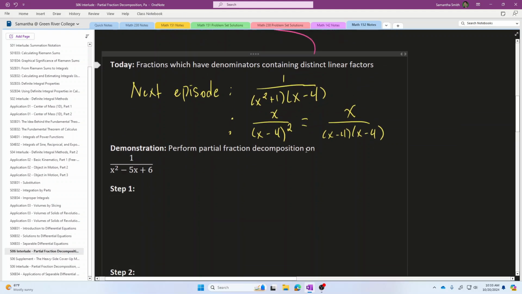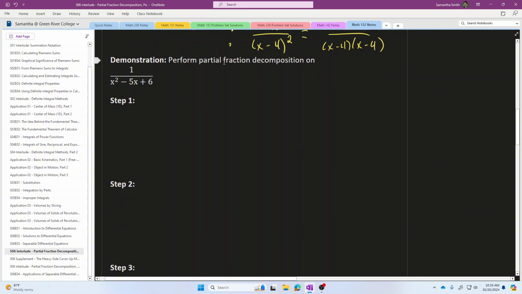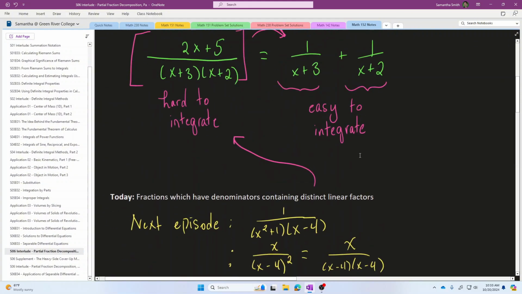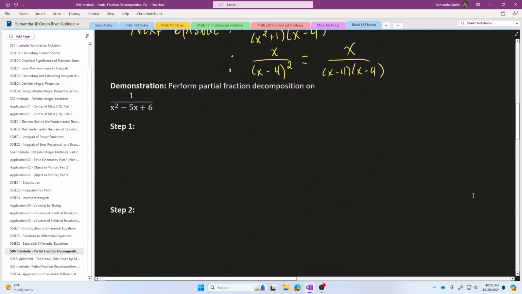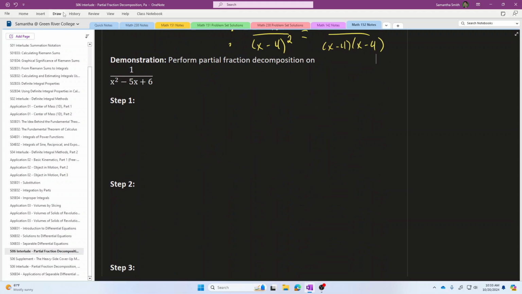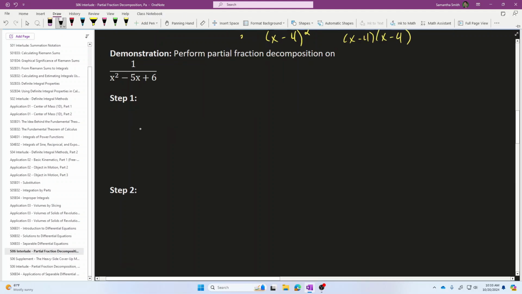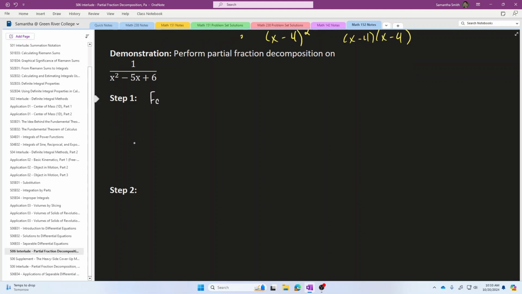So to demonstrate the process of partial fraction decomposition on a fraction like this one, where the denominator contains distinct linear factors, let me walk you through the steps using a running example. I will decompose the fraction 1 over x squared minus 5x plus 6. The first step in a partial fraction decomposition is always to factor the denominator if it's not factored already.